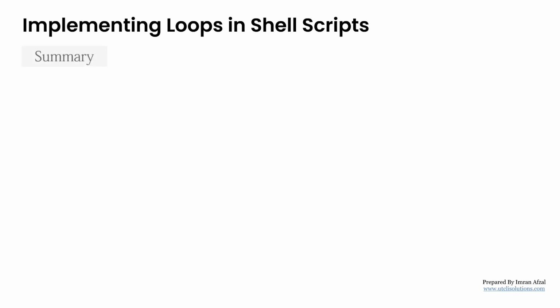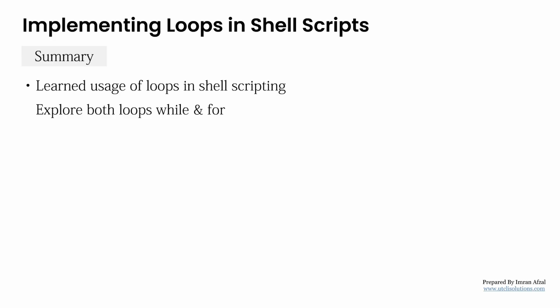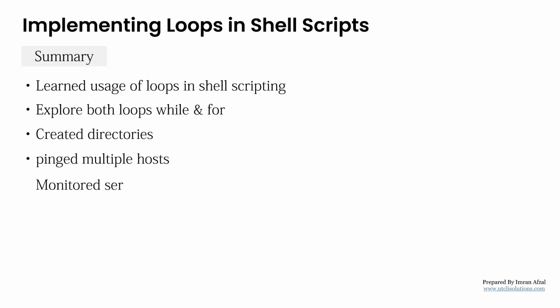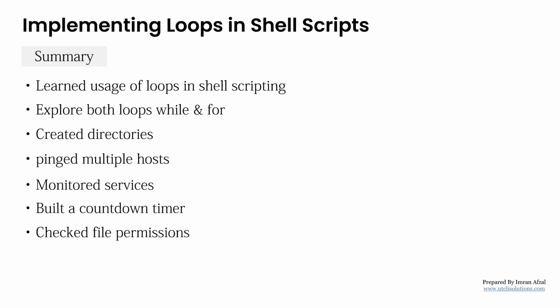So, in this lecture, we learned how to use loops in shell scripting to automate repetitive tasks. We explored for loops and while loops, created directories, pinged multiple hosts, monitored services, built a countdown timer, and checked file permissions. These are powerful tools for RHCSA exam preparation and real-world Linux system administration. Loops save time, reduce errors, and help automate routine work.